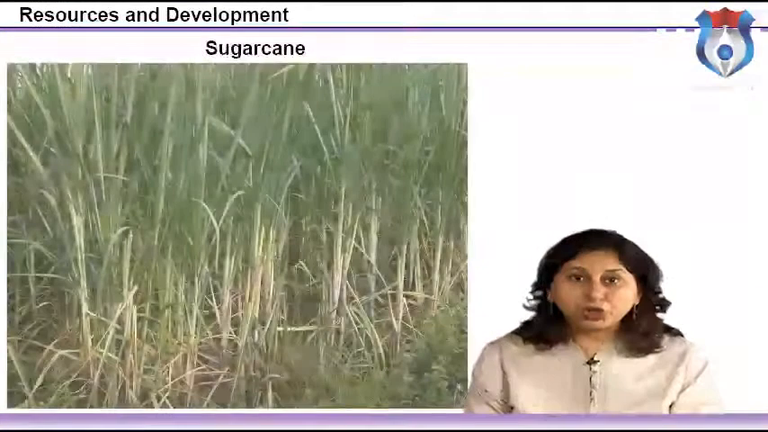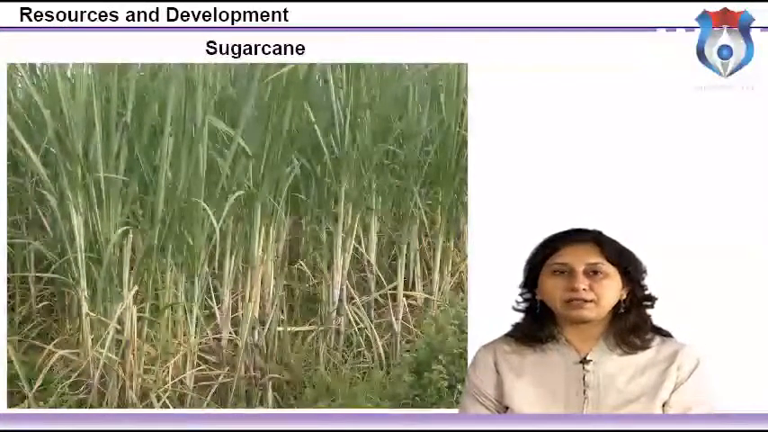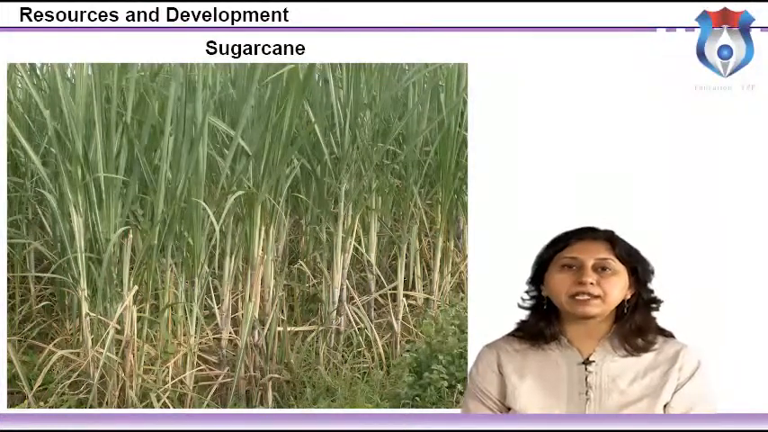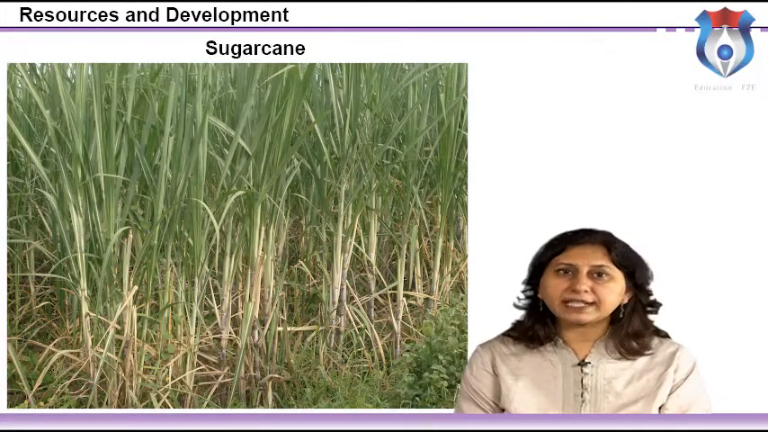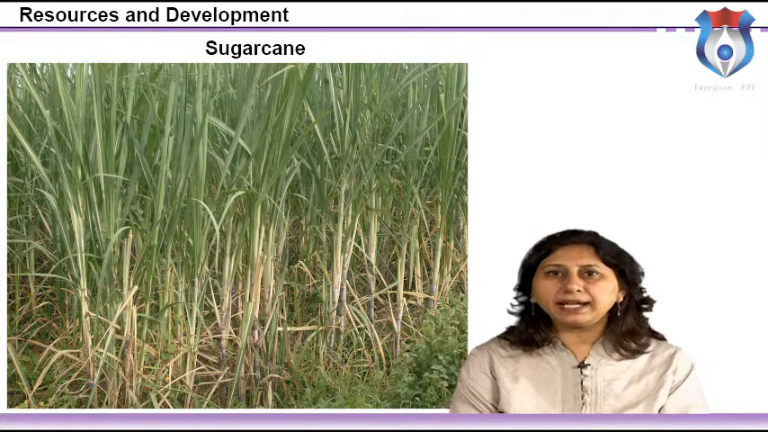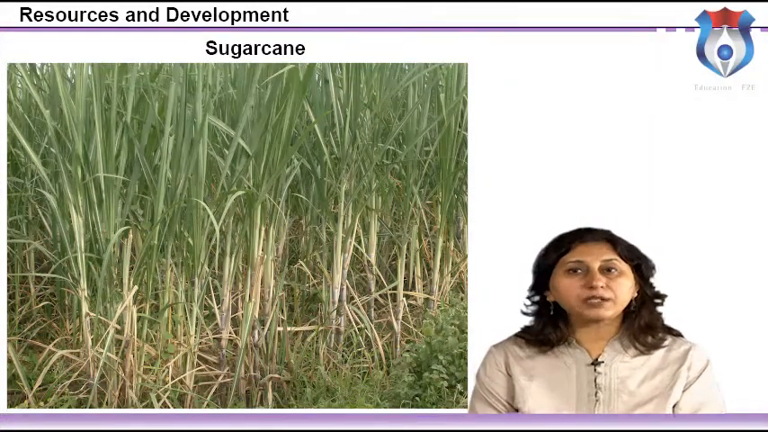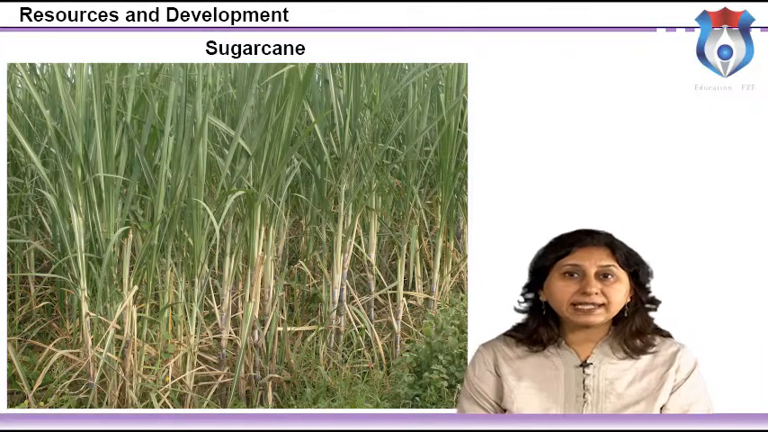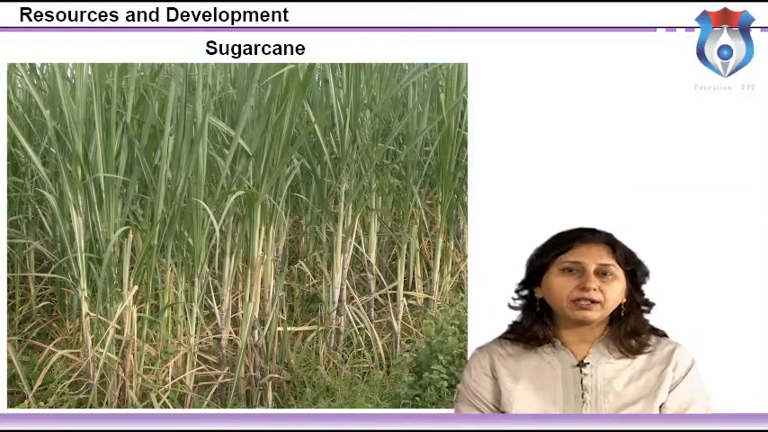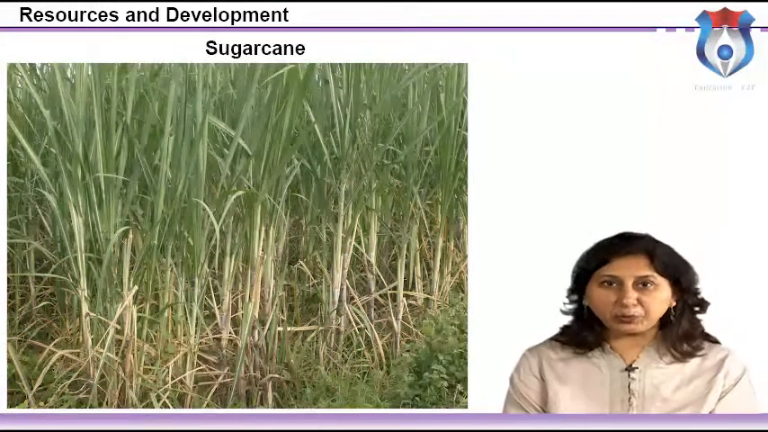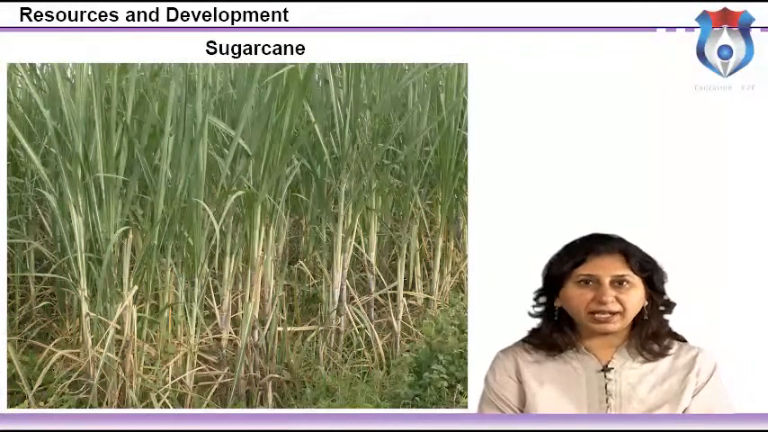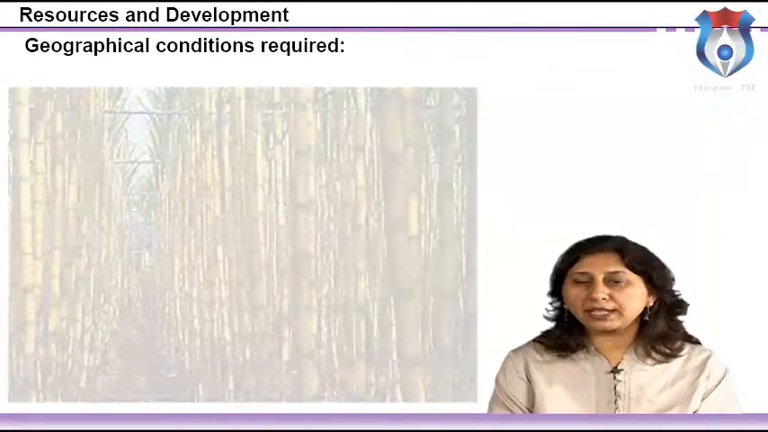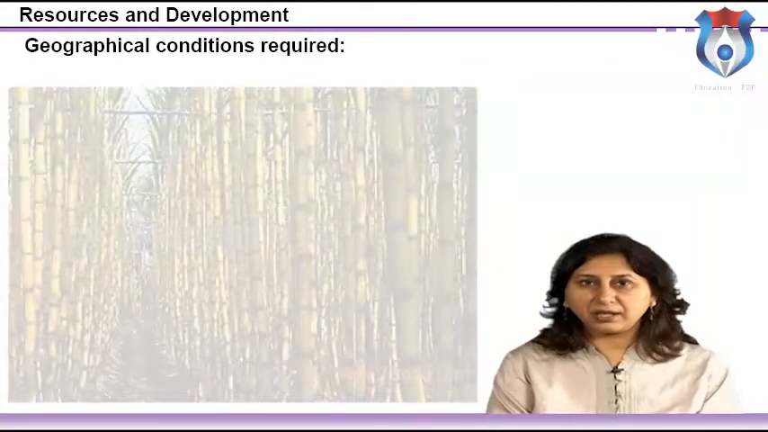Sugarcane. Sugarcane is a tropical plant. It grows most successfully in those areas where the climate is more or less tropical, but it can grow in subtropics too, like in North India. Under warm and humid condition, it can continue its growth unless terminated by flowering. Over 62% of the world's sugar comes from sugarcane. Geographical conditions required for growth of sugarcane are as follows.